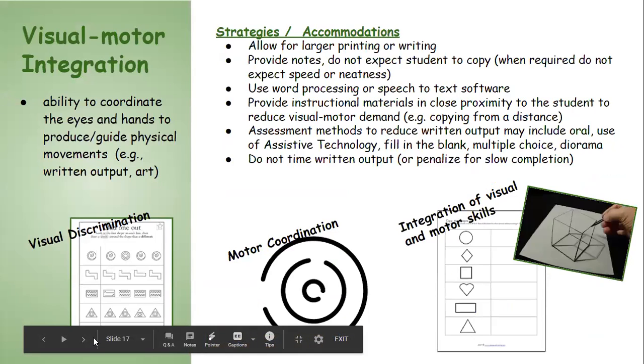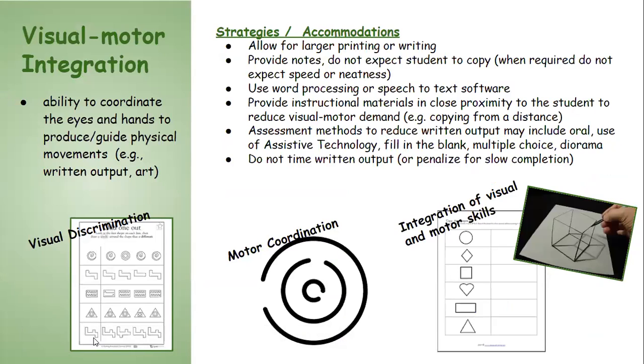And one last area that we're going to look at as we near the end of the presentation in terms of a psychological process is visual motor integration. So visual motor integration is the ability to coordinate our eyes and our hands to produce physical movement. So for example, to do an art project or to copy something from the board.